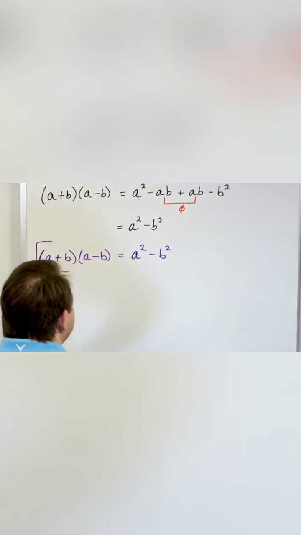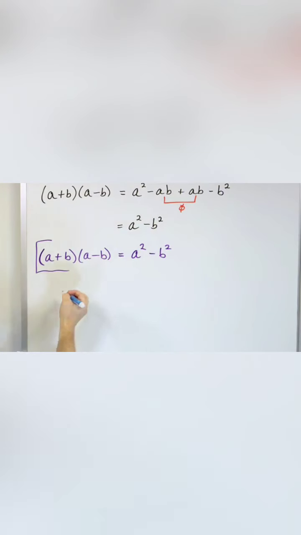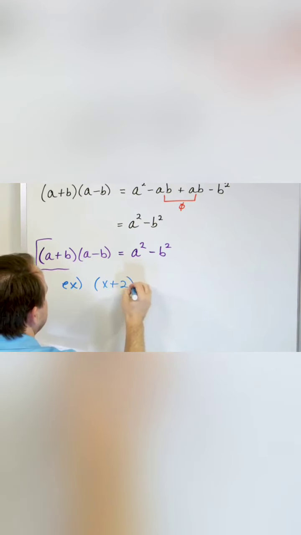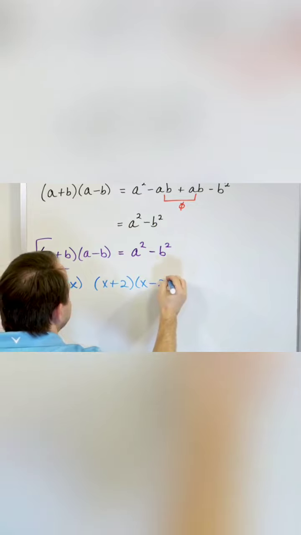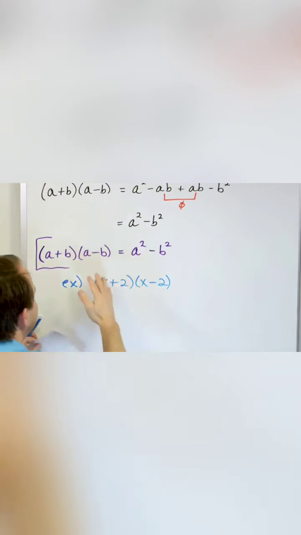So just to give you a concrete example of when this would actually be used, just one simple example. We'll do more complicated examples later. But just as an example, what if you're multiplying the binomial x plus 2 times x minus 2? First of all, check to see if it's of this form. This A plus B, A minus B can be anything.